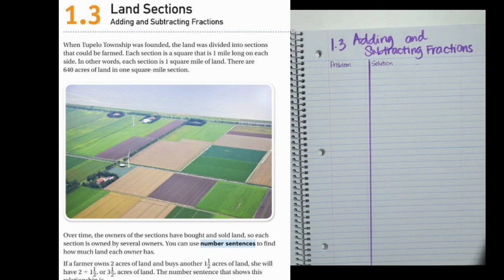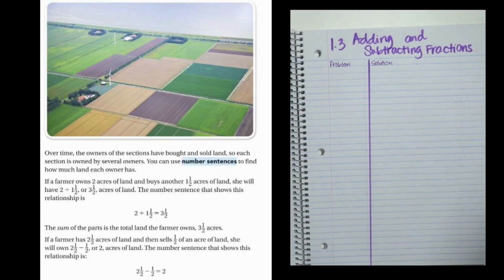Let's read the problem. When Tupelo Township was founded, the land was divided into sections that could be farmed. Each section is a square that is 1 mile long on each side. In other words, each section is 1 square mile of land. There are 640 acres of land in 1 square mile section. And here's an aerial picture of an example of a 1 mile by 1 mile square land. Over time, the owners of the sections have bought and sold land, so each section is owned by several owners. You can use number sentences to find how much land each owner has.